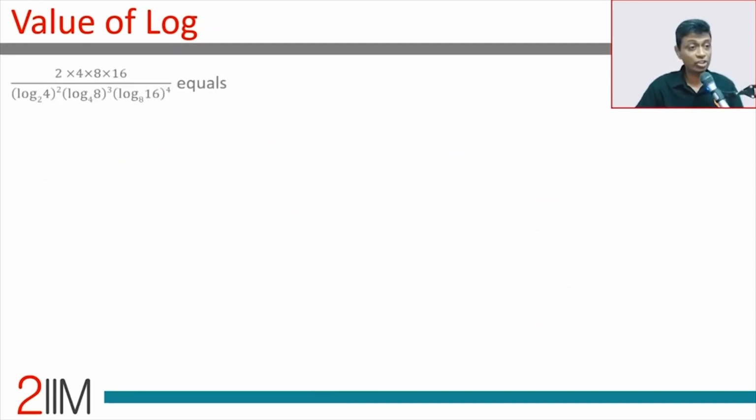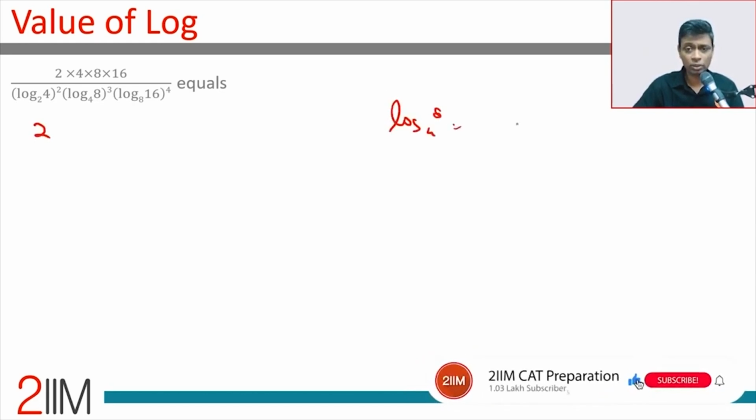2 into 4 into 8 into 16 divided by log 4 to the base 2 whole square. Log 4 to the base 2 is 2. Log 8 to the base 4, this is log 8 by log 4.